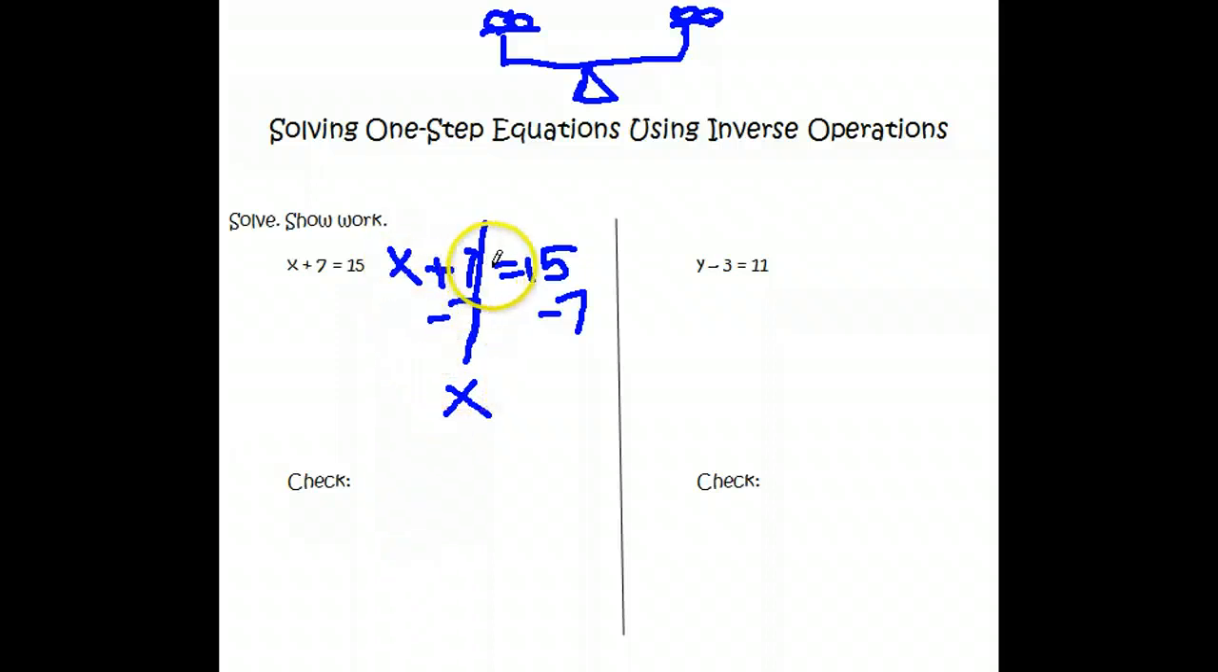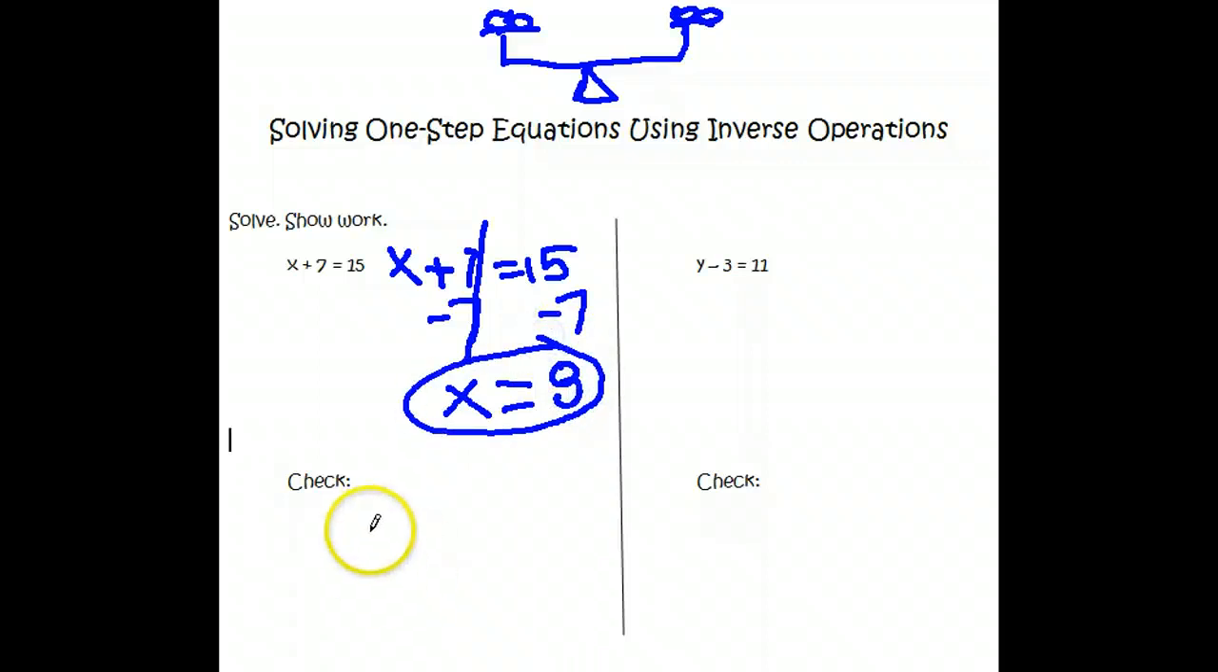So I bring my x down, bring my equal sign down. 15 minus 7 is 8. Circle my solution. And now I can always check it. And I do that by writing the original equation down, substituting that number 8 in for x, and seeing if I get a true statement.